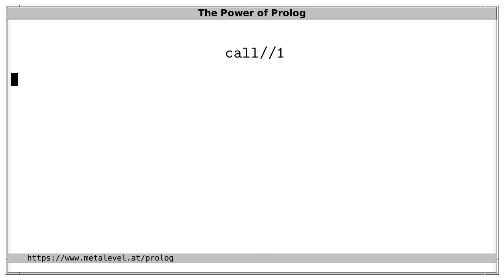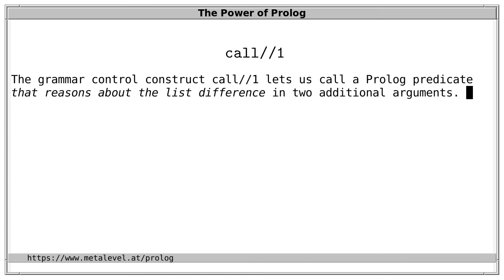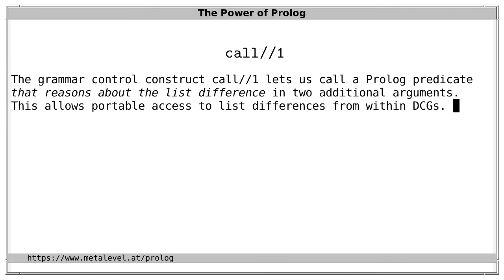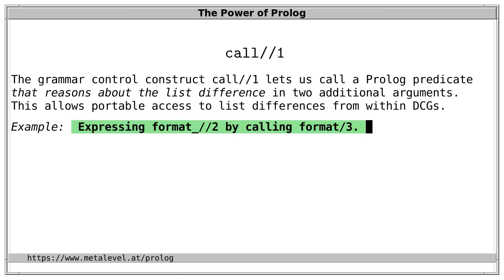And somewhat related to this is the non-terminal call. This lets us call from within DCGs a Prolog predicate. And that predicate gets passed 2 additional arguments forming a list difference. So it's the flip side, so to say, of phrase, because it allows portable access to the list difference from within DCGs. And we can use this, for example, to express format_ by calling format within a DCG.